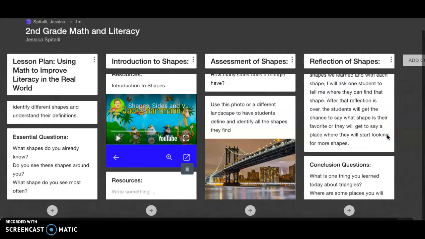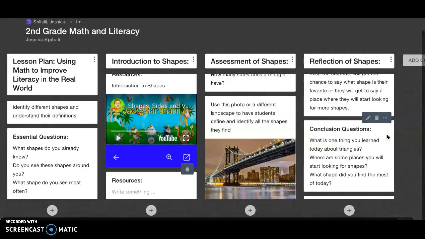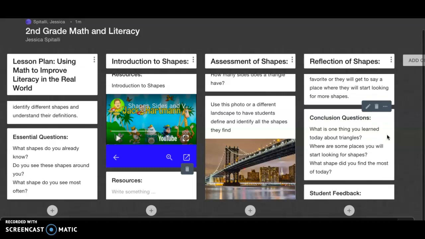And then some conclusion questions I had were, what is one thing you learned today about triangles? What are some places you will start looking for shapes? And what shape did you find the most of today? So this is kind of just a big wrap up, a couple of questions, and you'll get student feedback and you'll be able to see what students were able to find that day or stuff like that. So this is just questions that help wrap up the lesson.